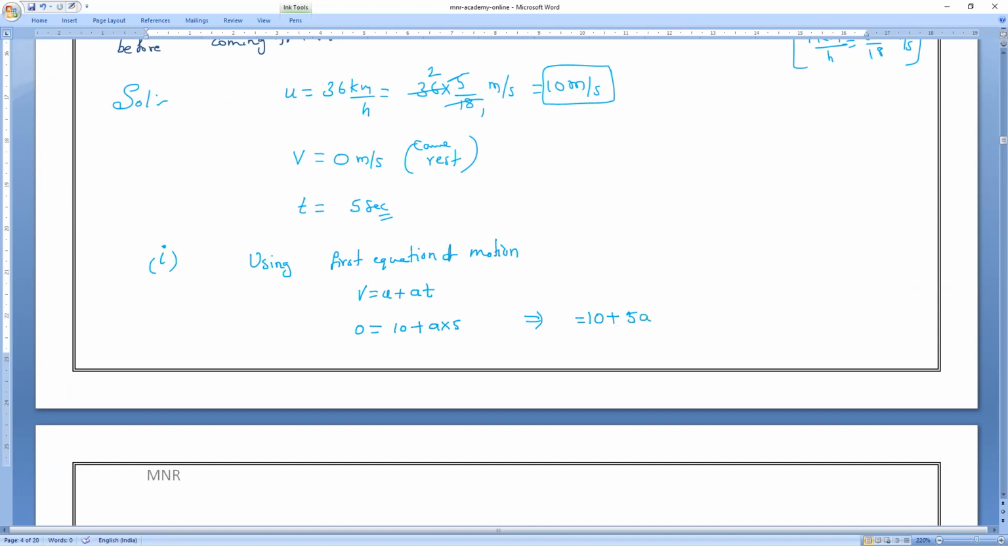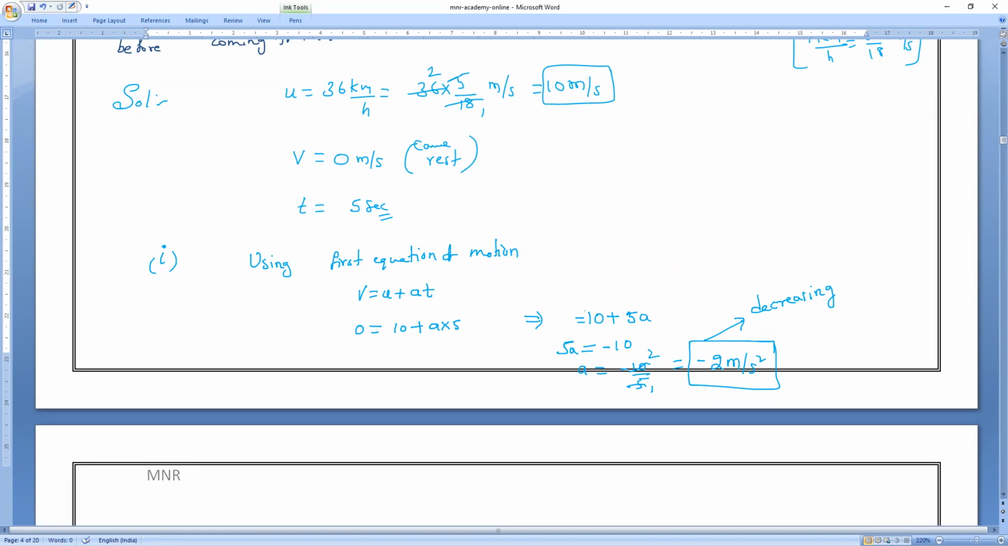Now 10 will come to this side. What will become? 5A is equal to minus 10. Then A is equal to minus 2 meter per second square. So acceleration is minus 2 meter per second square. Why are we getting minus here? Is it decreasing or increasing? It is decreasing, sir. So that is why it is minus. All of you remember. Is it okay? Yes, sir.